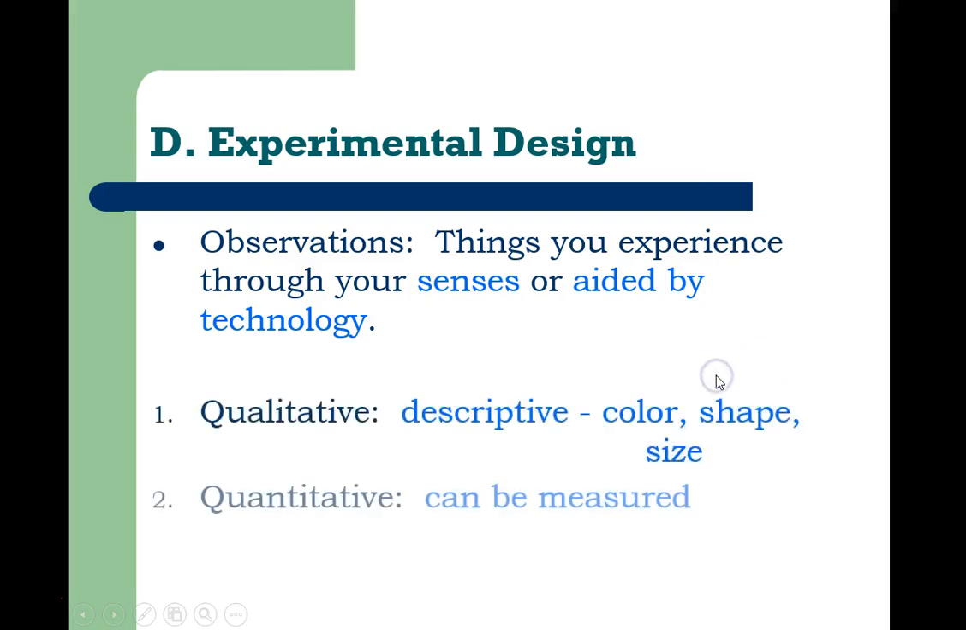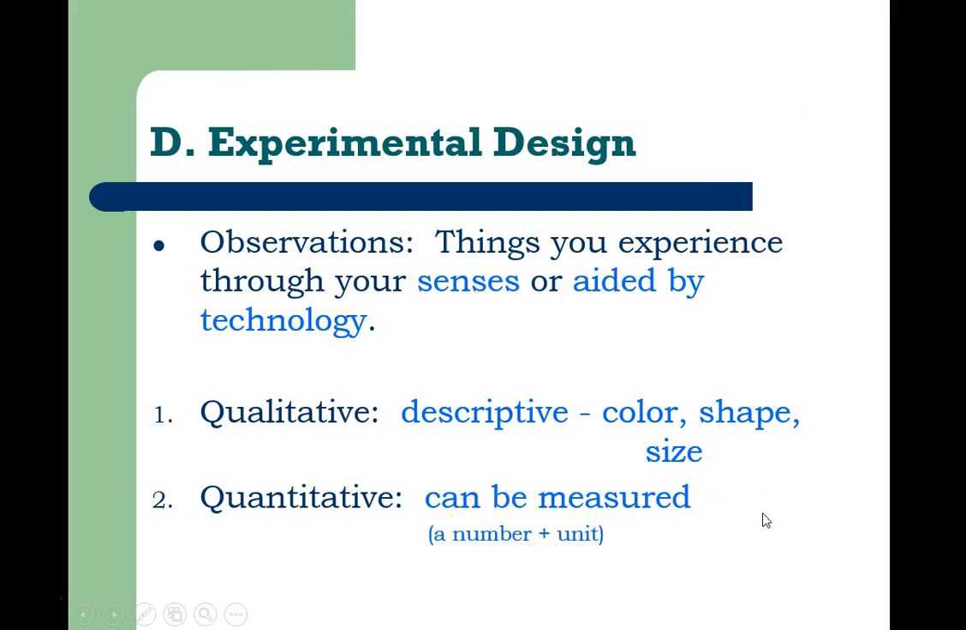All right, now there's 2 different types of observations. There's qualitative, and think about the word quality, the root of that word. It's descriptive. It's talking about things like color, size, shape, things you could just observe with your senses. Quantitative, think about the root of that word, quantity. That means it can be measured. So quantitative data is always going to have some kind of number, and we want you to get in the habit of including a unit.